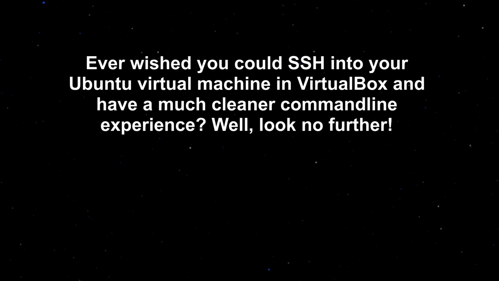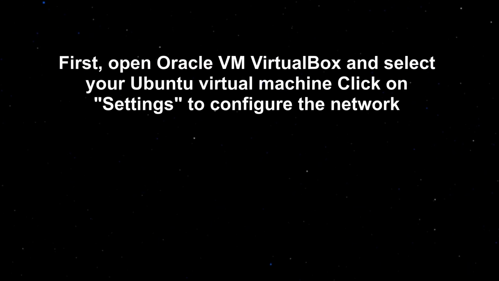Ever wished you could SSH into your Ubuntu virtual machine in VirtualBox and have a much cleaner command line experience? Well, look no further. First, open Oracle VM VirtualBox and select your Ubuntu virtual machine. Click on Settings to configure the network.